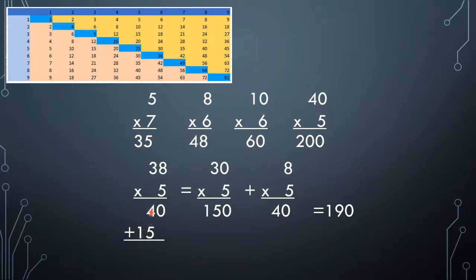So that's why the ones here is placed at the tens of the previous number, so that afterwards you will add it, then you will result in the answer 190. So same, that's how you do multiplication for these numbers.